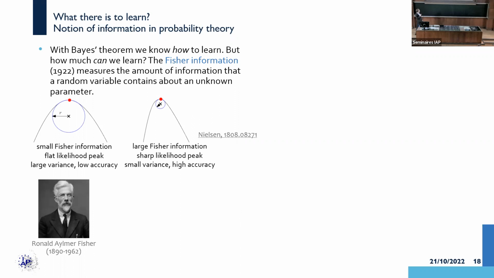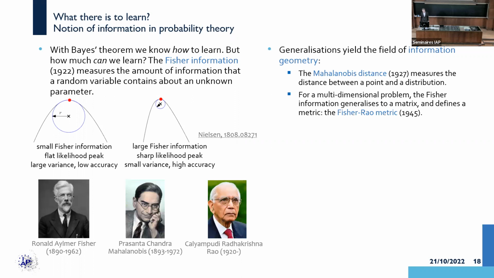If you have small Fisher information, that means the curvature of your likelihood at the peak is small. That's a flat likelihood peak, so you have large variance and low accuracy on your final parameters. Conversely, if you have large Fisher information, that's a sharp likelihood peak, large curvature, so small variance and high accuracy. Now, if you generalize this notion, that yields the field of information geometry.